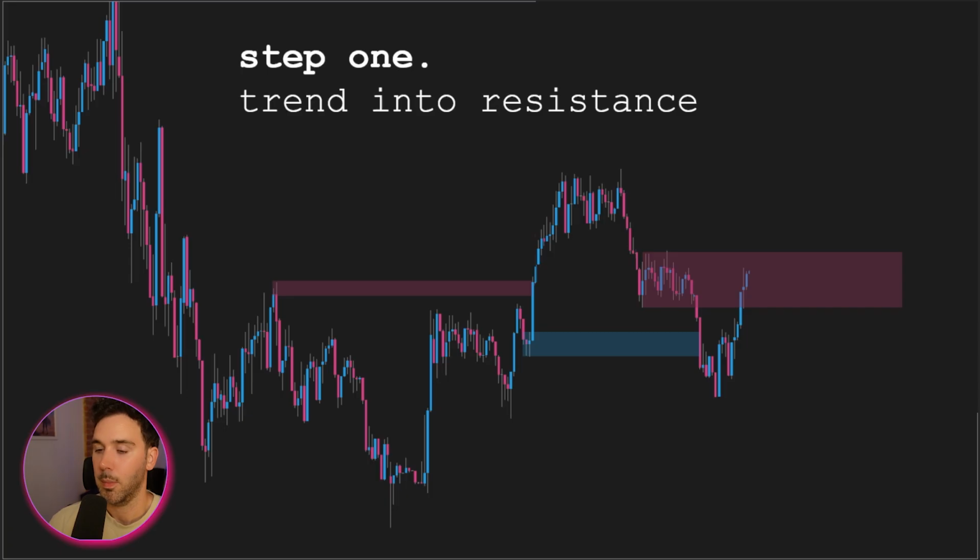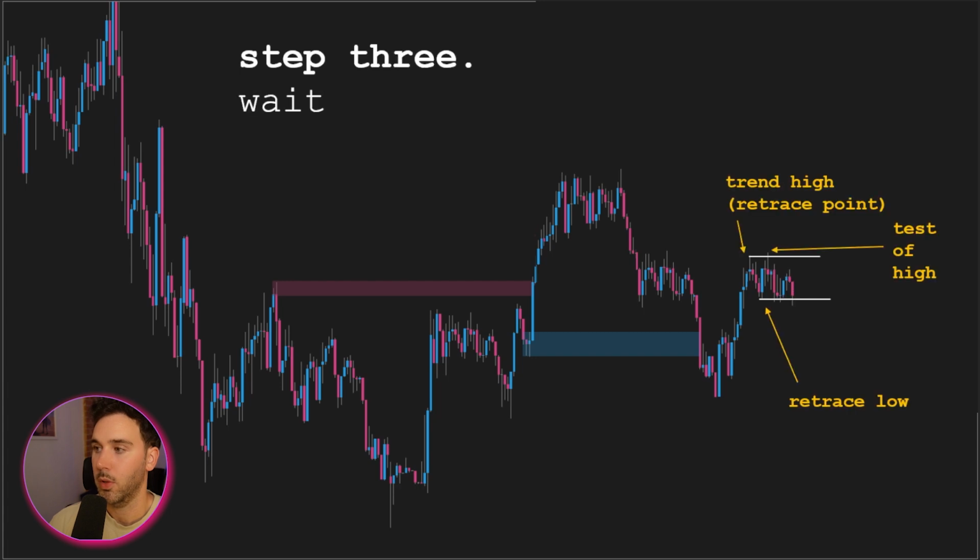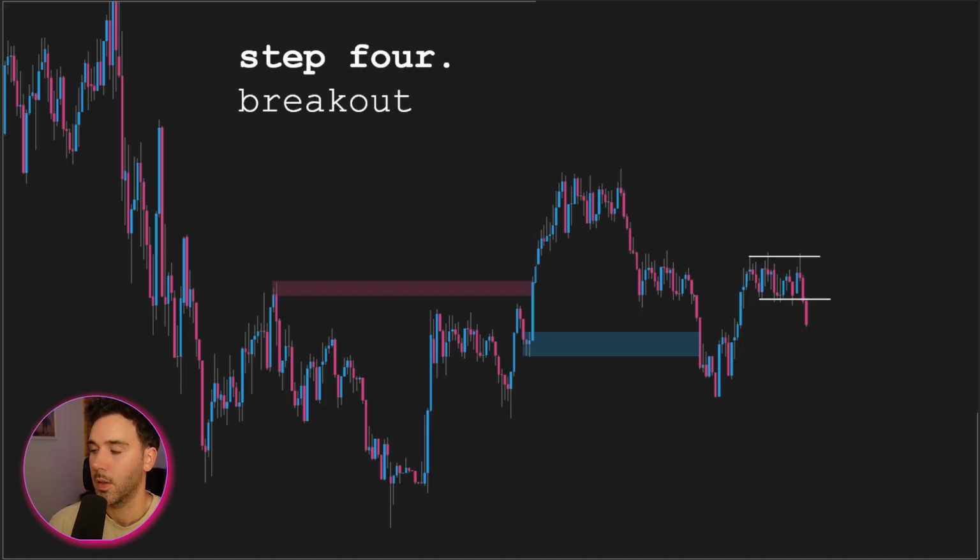We get our step 1 trade into resistance, and then we define our range at step 2, and we can see the trend high, the retrace low, and then the test of the high, just to define our range. And then we have our breakout, which we can enter short from, or as I said before, we can look to enter a limit order using that as a signal of intent from the market, and then use the range as our place to enter on the limit.